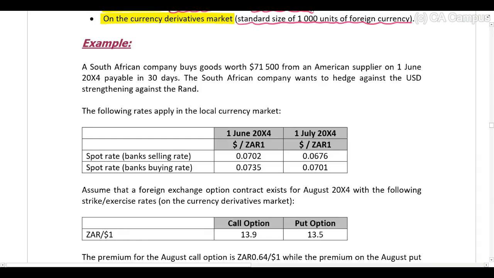So if you look at the example below, you will see this is the same example that we looked at with a futures contract. However, instead of trying to hedge the currency risk using a futures contract, we are now just going to hedge that risk using an options contract. But the underlying transaction is exactly the same. So once again, we still have a South African company that wants to buy goods worth $71,500 from an American supplier on the 1st of June 20x4, and are going to pay 30 days later. And they want to hedge against the US dollar strengthening against the rand. So once again, they are worried that the rand is going to depreciate.